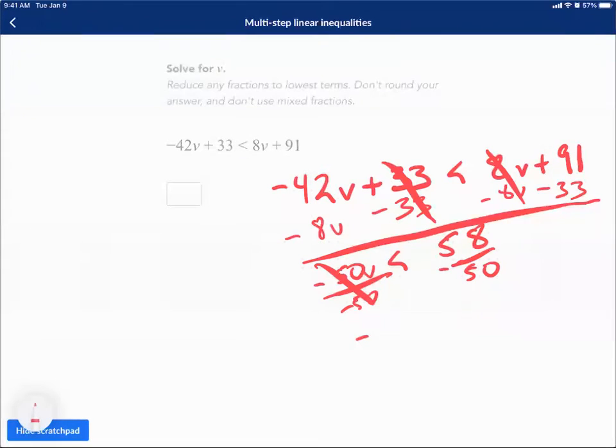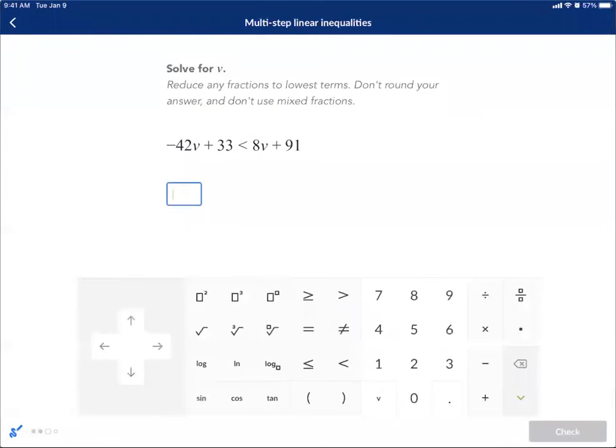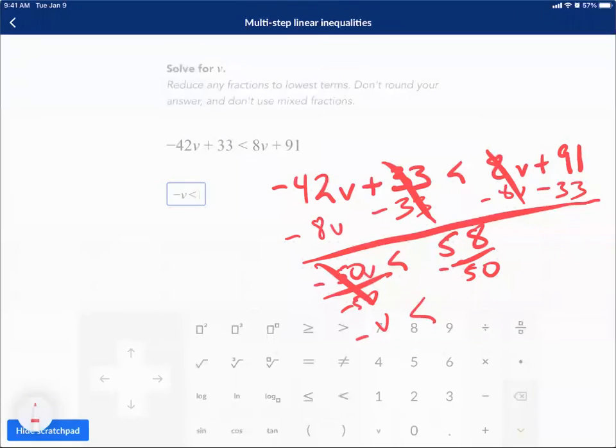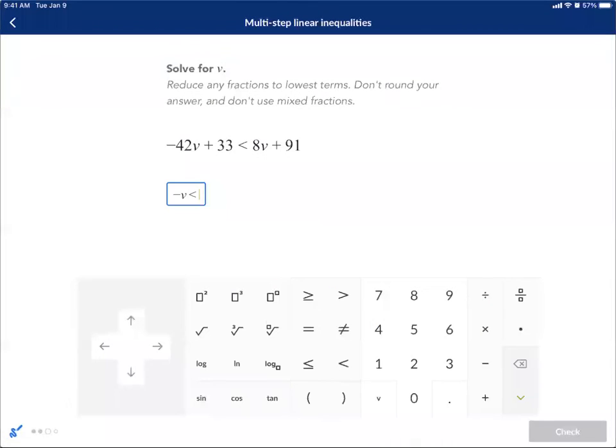And negative times negative is negative. Yeah, it'd be a negative V. And then we have this, and it will say negative 58 over 50. We can't, that doesn't divide properly. So knowing that, let's just put that in negative V. We didn't do any multiplication or division, so we don't have to worry about that. But we do have this 58 negative 50.